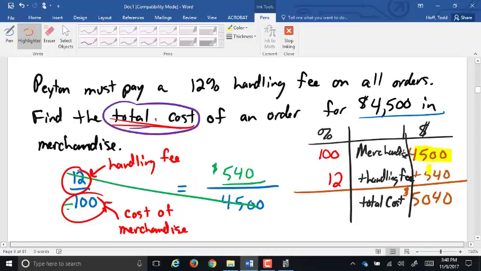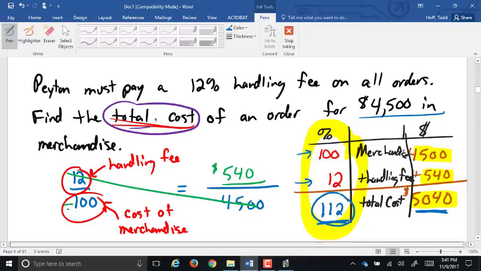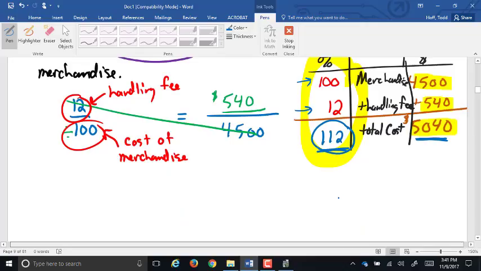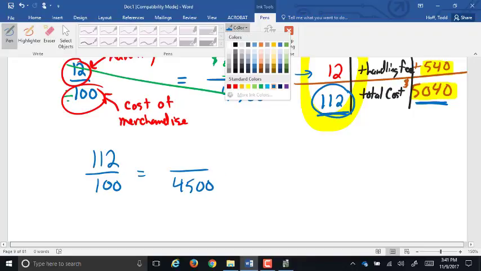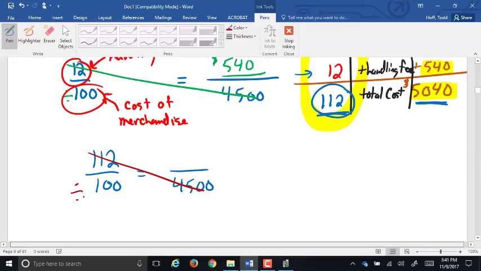Well, over here, we took the cost of the merchandise plus the handling fee to get the total cost. We can do the same thing over here. 100 plus 12 is 112. What that's telling us is that the total cost, since it's the full price plus 12%, is 112% of what we started with. So what we could have done was find 112% of the 4,500. And when we cross multiplied and divided there, that would have given us $5,040.